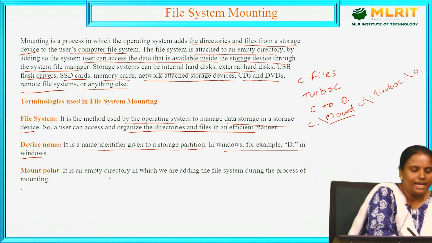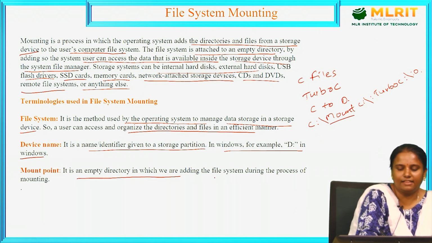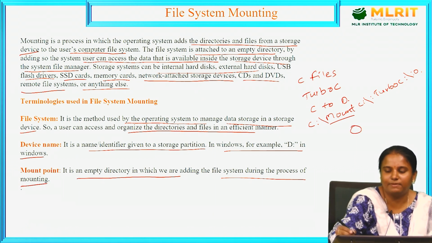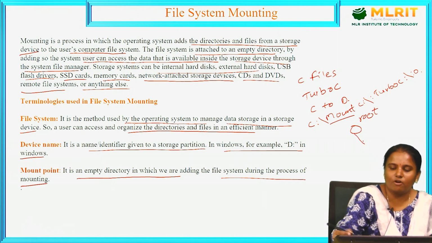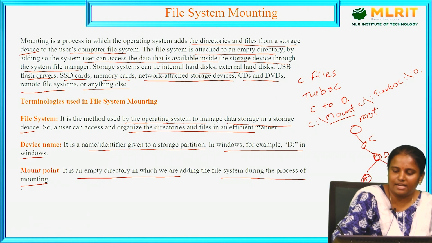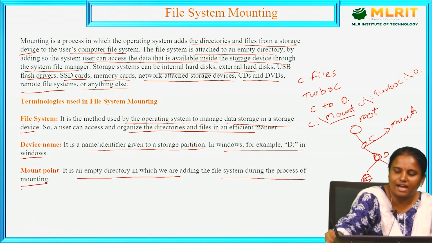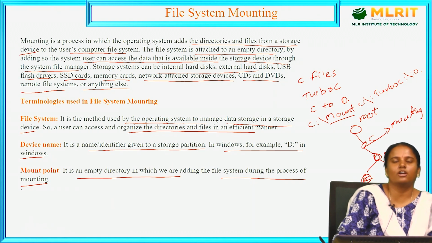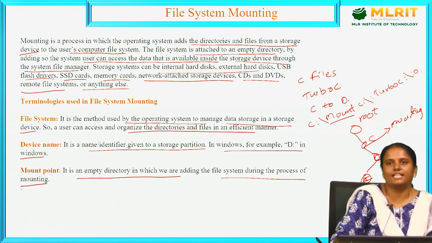Next, mount point. It is an empty directory in which we add the file system during the process of mounting. Suppose here I am taking an example. Here the root node starts. In this I want to attach some C to D drives. So C file, then D file, and D consists of E file and F file. So here C is mounting the files to D, and D is connecting with the E and F files. Mounting means attaching the files from C to D.